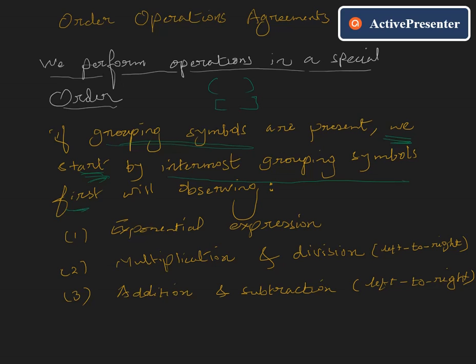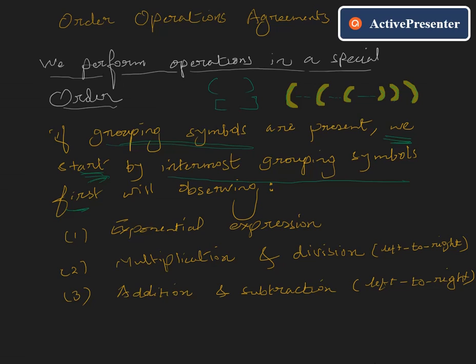What do we mean by the innermost grouping symbol first? Suppose we have an operation between these parentheses, and an operation between these two parentheses, and an operation between these two parentheses. Starting with the innermost symbols means we start by the one inside. Once you finish, go to the one outside. Once you finish, go to the one also outside. This is what we mean by the innermost symbols.